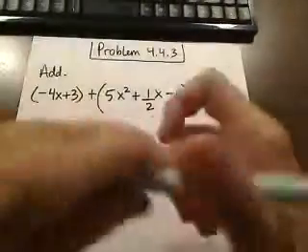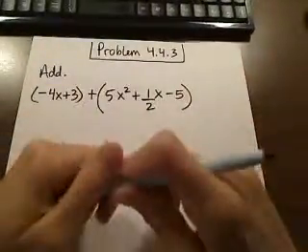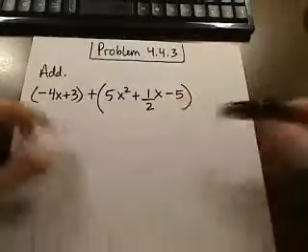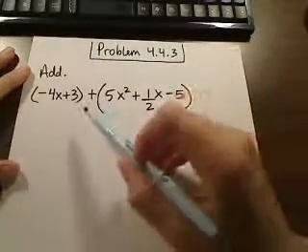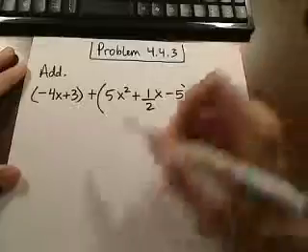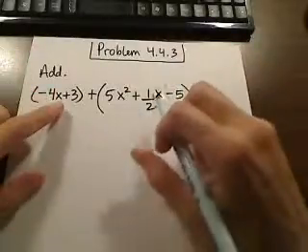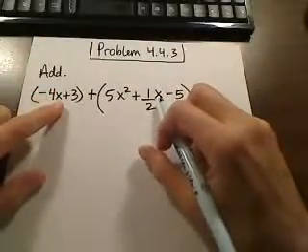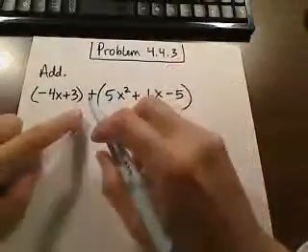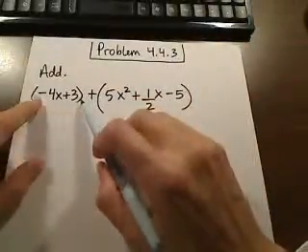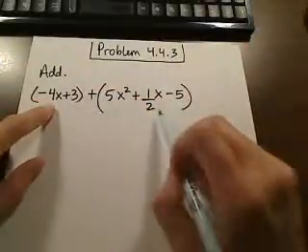Okay, this is problem 4.4.3, and we're asked to add, and we're adding like terms. So like terms are going to be terms that have the same variable raised to the same exponent. So for instance, the first thing that we need to do actually is go ahead and remove these parentheses.